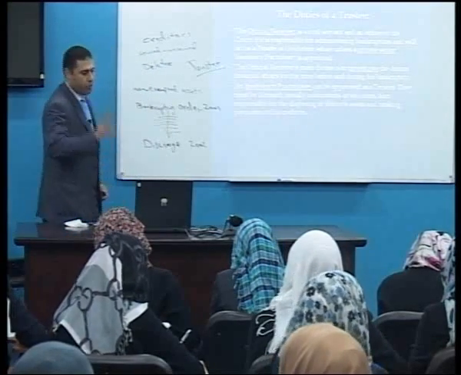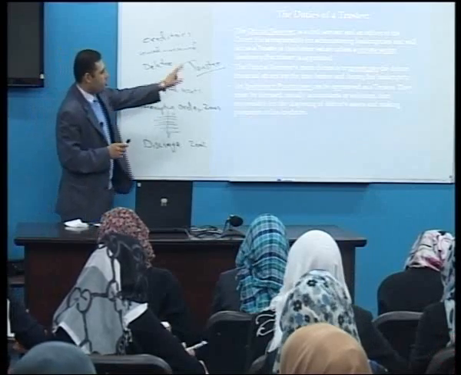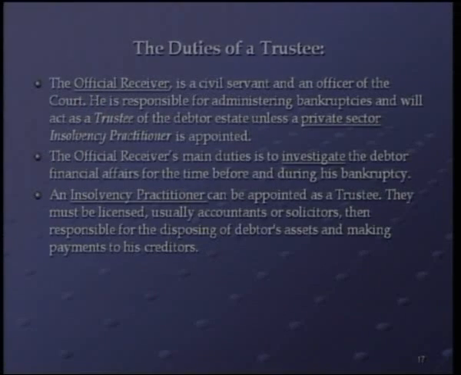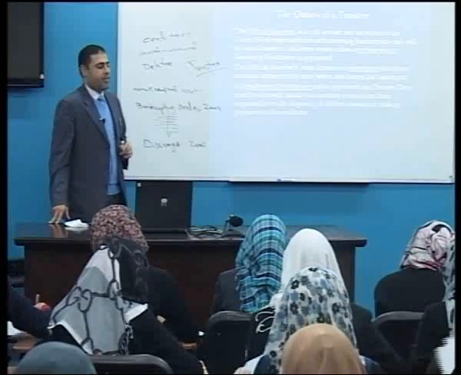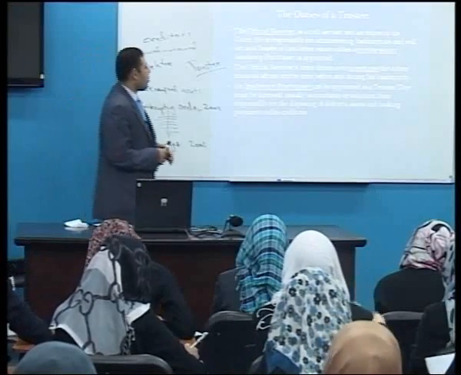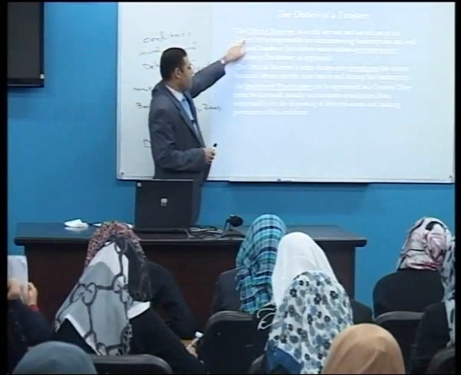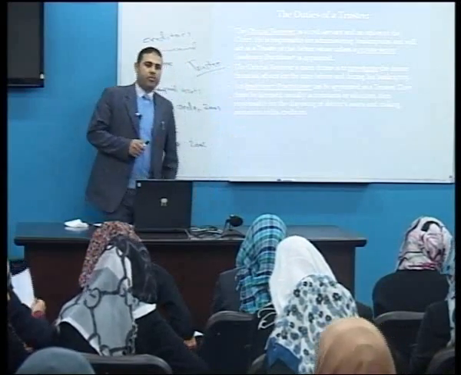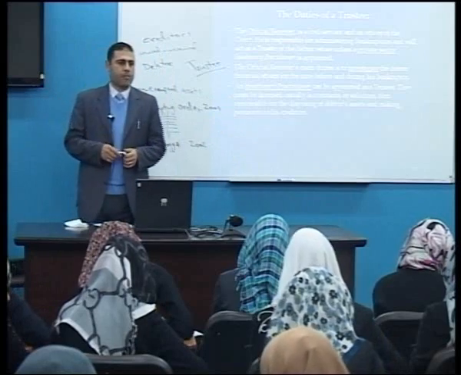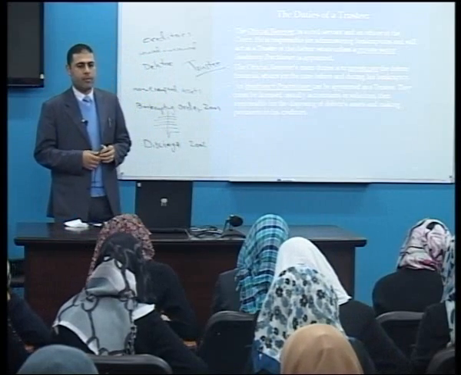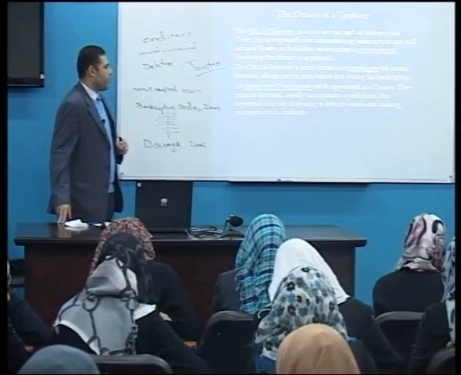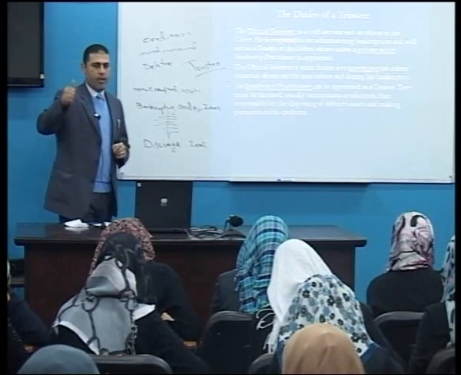Now, as you can see, we have 2 types of trustees. Trustees are 2, and this can be a question: the difference between the 2. Number 1 is called the official receiver, and the second is called the insolvency practitioner. The trustee can be the official receiver. Let's look at the difference between them.